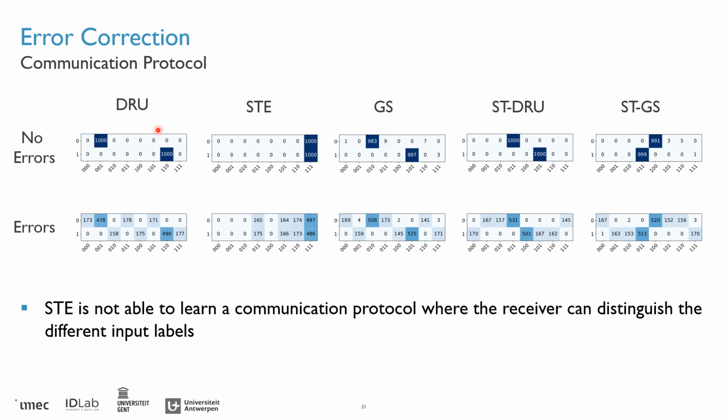The other methods, however, were able to learn a communication protocol where we have a distinct message for each of the input labels. And in addition, after we apply errors, where we flip one of the bits of the messages, we can see that the possible messages after errors are applied still are separable between the two different labels. So a certain message still only corresponds to one possible input label of the other agents, which means that even though errors occur, the receiving agents are still able to determine what label the sender got.